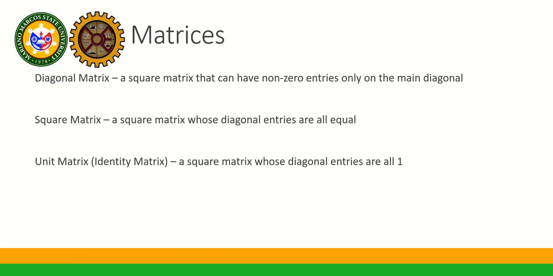And then matrices, we have diagonal matrix, a square matrix that can have non-zero entries only on the main diagonal. And for scalar matrix naman, a square matrix whose diagonal entries are all equal. And unit matrix or identity matrix, a square matrix whose diagonal entries are all 1. So yung diagonal entries na sinasabi dito is the main diagonal. Okay, so those are the kinds of matrices and the transposition of matrices.